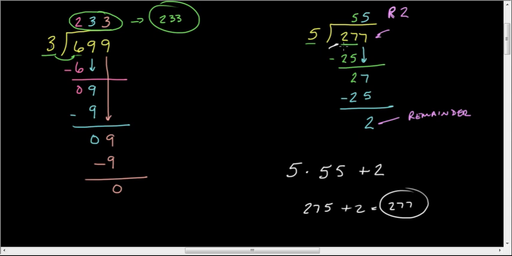That's how you divide. Everything else is just a tad more complicated than that. I'll do a couple more examples in the next video.